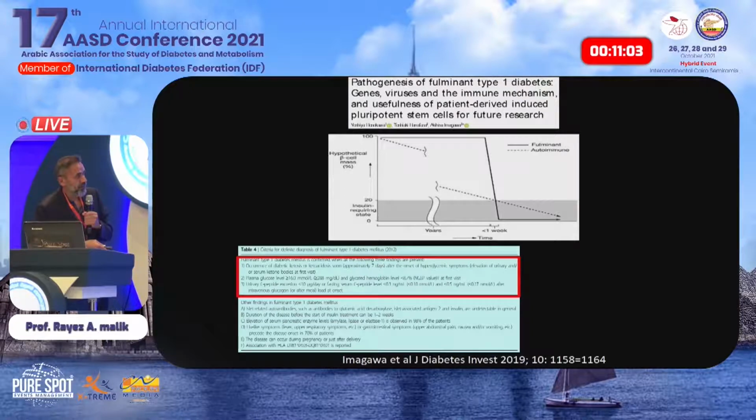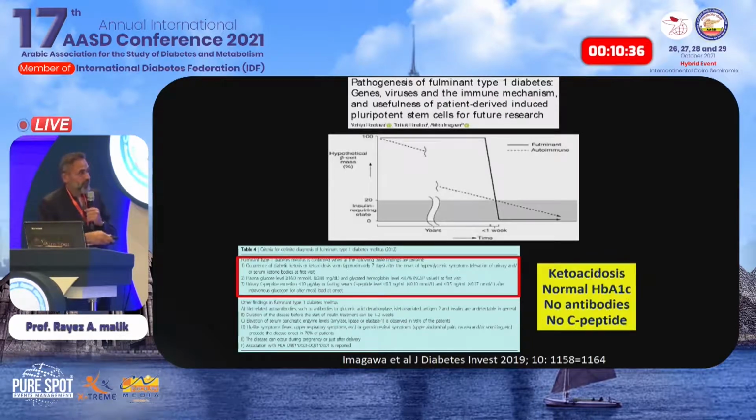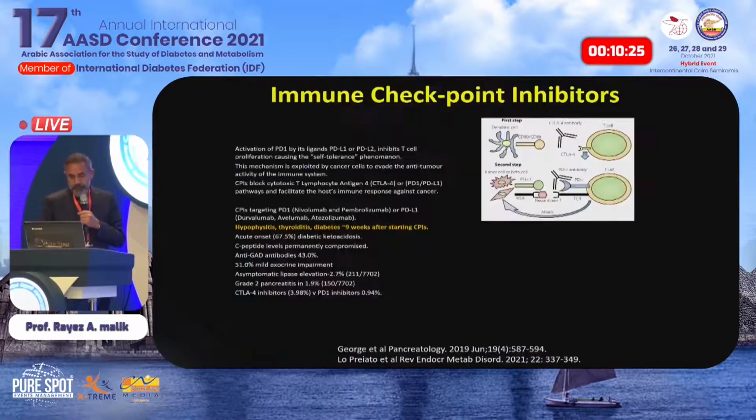The other findings in fulminant type 1 diabetes are that they don't have antibodies, and their duration of disease before the start of insulin treatment can be only 1 to 2 weeks. They also have elevation of serum pancreatic enzyme levels. Amylase, lipase, or elastase can be increased in up to 98% of people, suggesting that there is some intrinsic pathology within the pancreas. So, the characteristics are presentation with ketoacidosis, a normal HbA1c, no antibodies, no C-peptide.